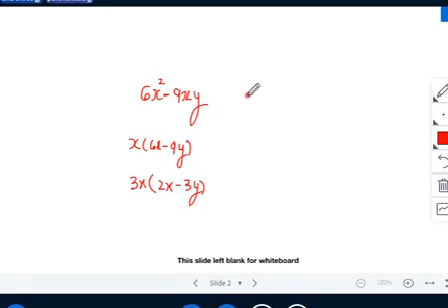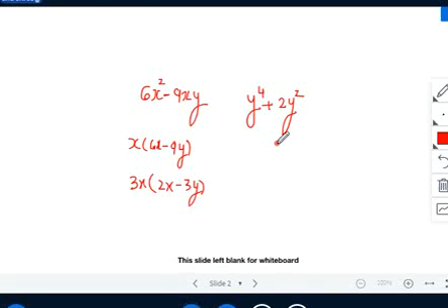Now for this one. So y is common. So it will be y and then in brackets y plus 2 squared.